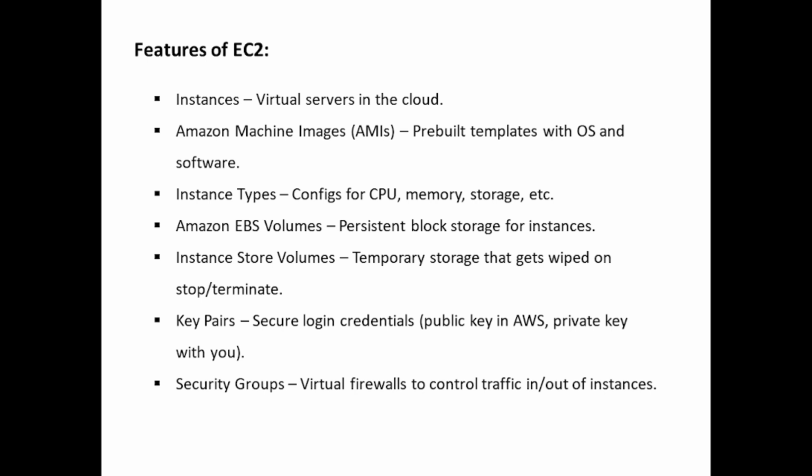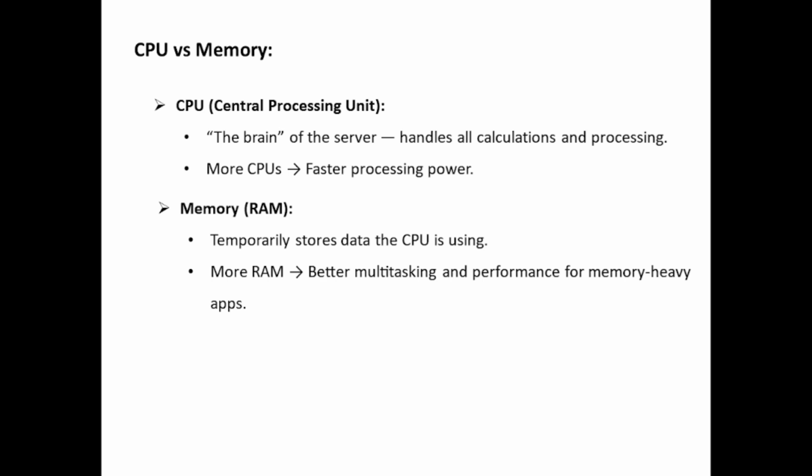And lastly, security groups. These are like firewalls, letting us define what kind of traffic can reach our instance and what traffic our instance can send out. Each of these features plays a big role when we actually work with EC2, and we will see them live during our demo. Before we jump into EC2 instance types, it is important to quickly understand the difference between CPU and memory. Let's look at them now.